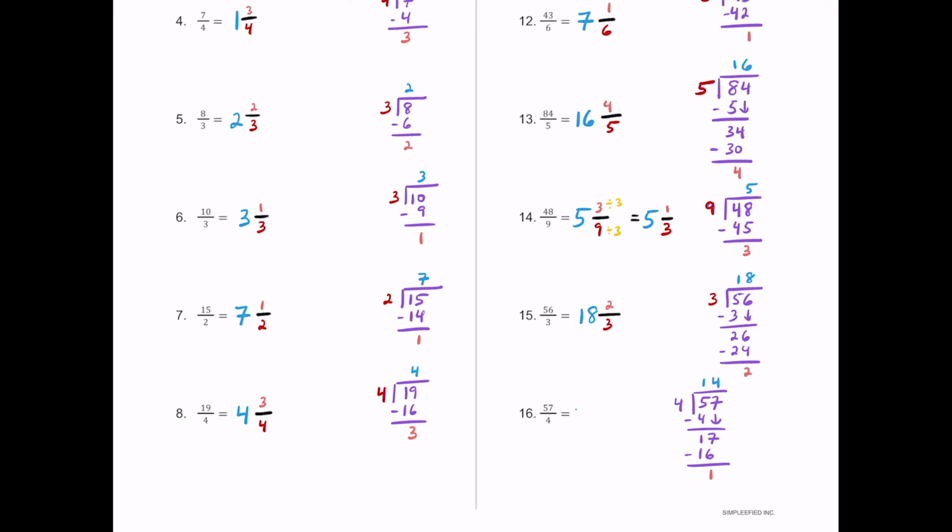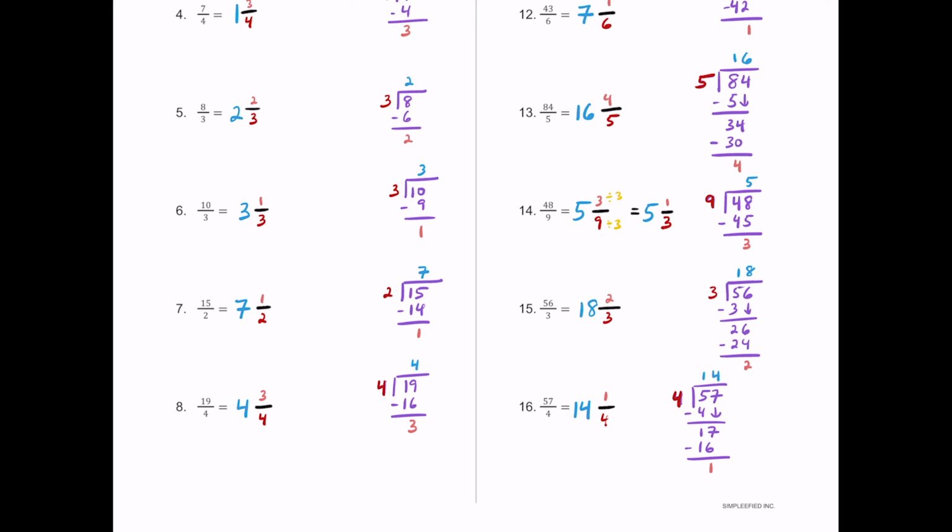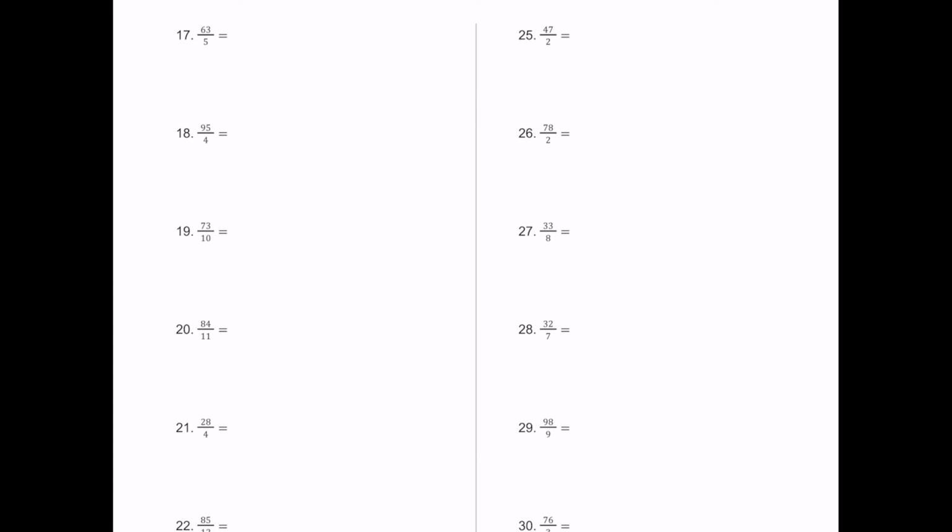So we have 14 entire things here, and we have a quarter left over. So 1 out of 4. This 4 is going to match this 4 over here. Okay. That's the first 16. Let's go on to number 17.